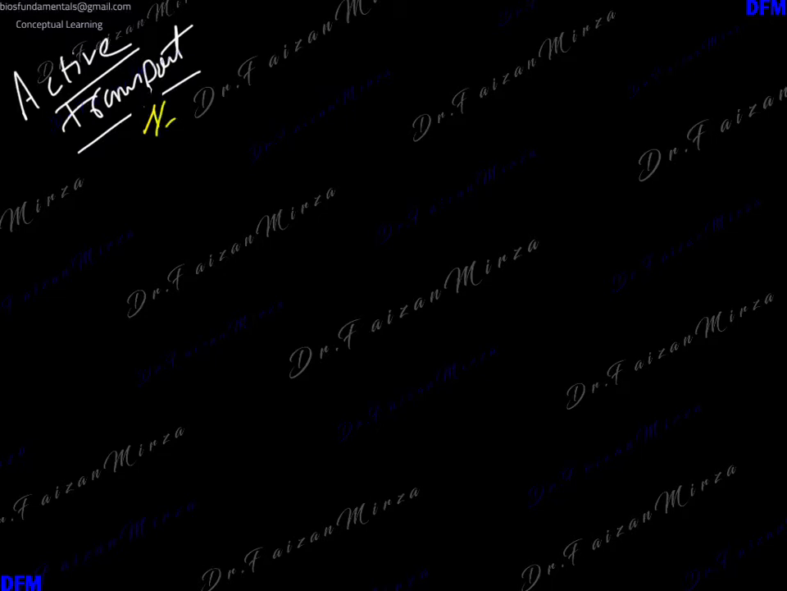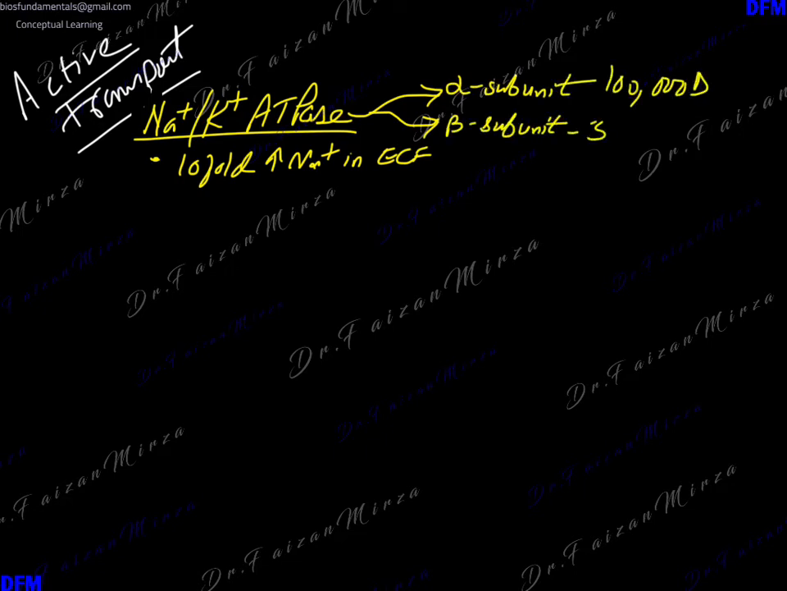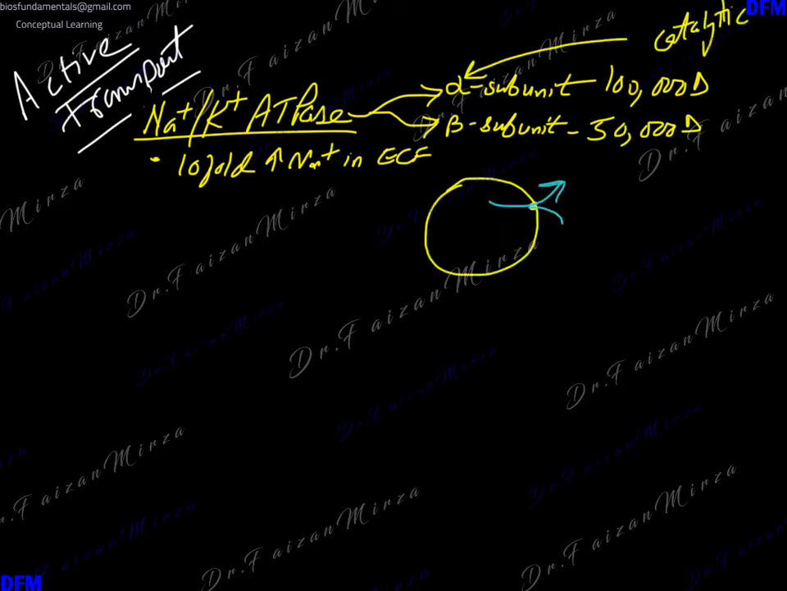How active transport occurs in the sodium potassium pump, how it works, I've already discussed with you. The sodium potassium ATPase works in such a way that the sodium concentration outside the cell is 10 folds higher as compared to inside. There are subunits, alpha subunit and the beta subunit. The alpha subunit is about 100,000 Daltons of molecular weight, whereas the beta subunit is 50,000 Daltons. The catalytic activity occurs on the alpha subunit.